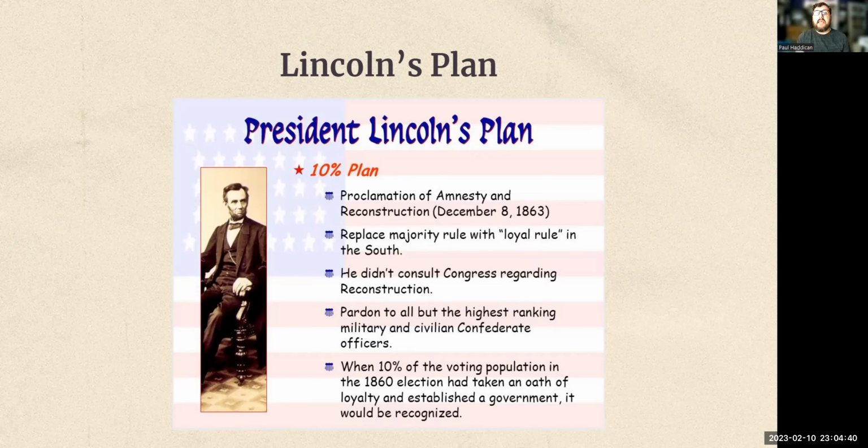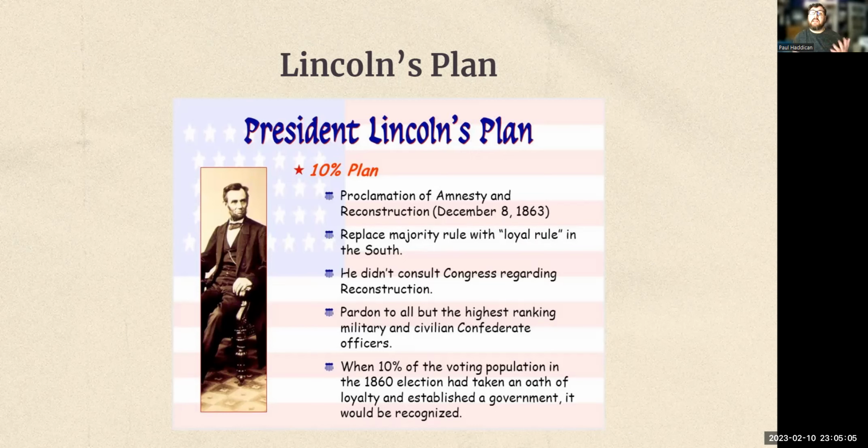So what that means is replacing, right in the year or so after the war, democratically elected leaders with people who are loyal to the Union and loyal to the Constitution and ultimately loyal to him. He's not going to talk to Congress about this.